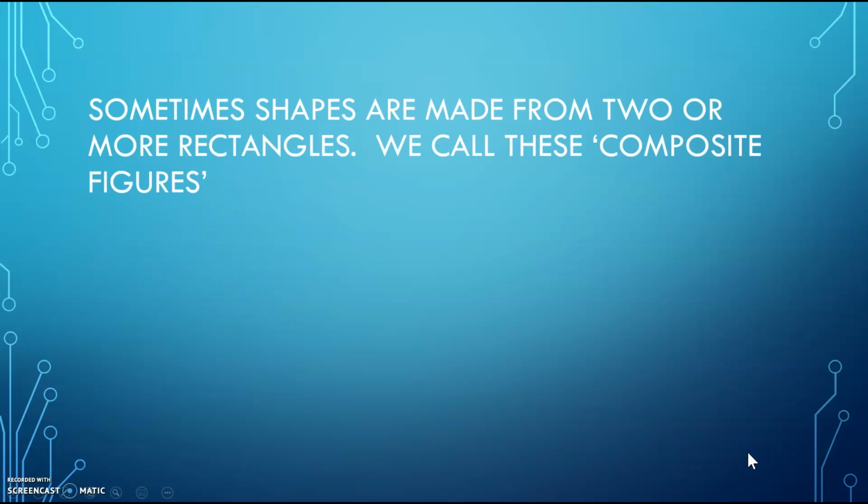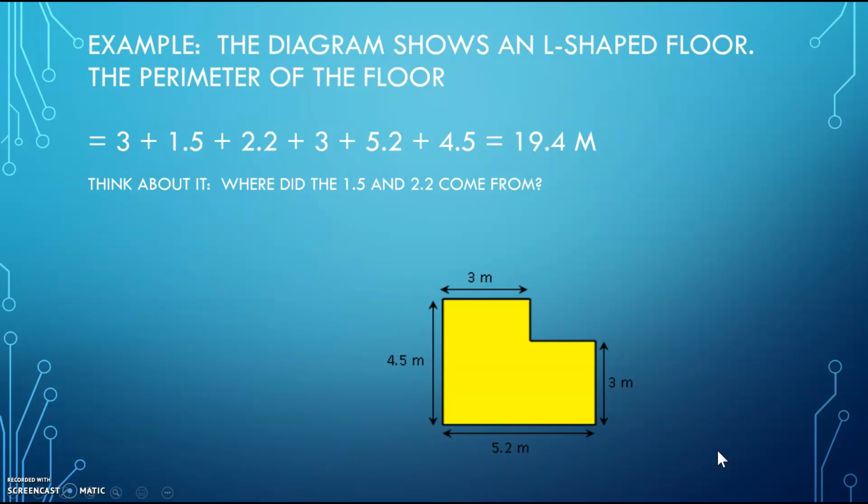Sometimes, however, shapes are made from two or more rectangles. We call those composite figures because we've composed them of more than one. So let's take a look at one of those. For example, the diagram shows an L-shaped floor, and we're trying to figure out the perimeter of the floor. Remember that perimeter means all the way around.